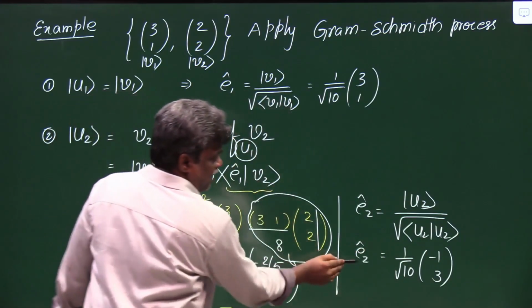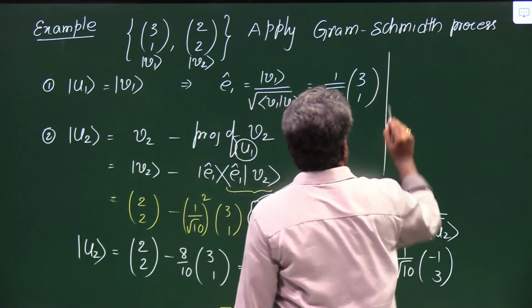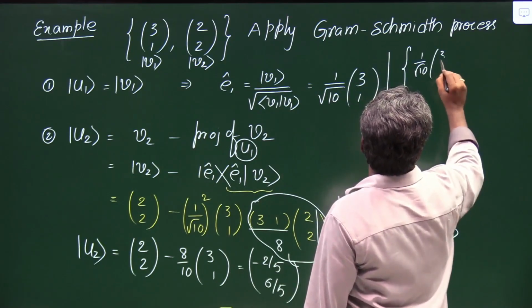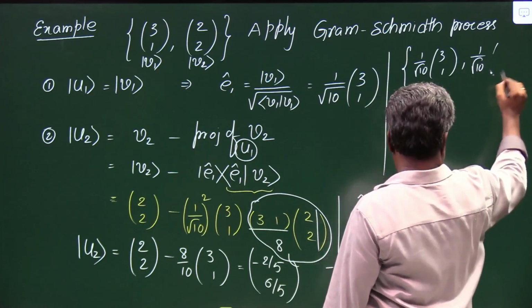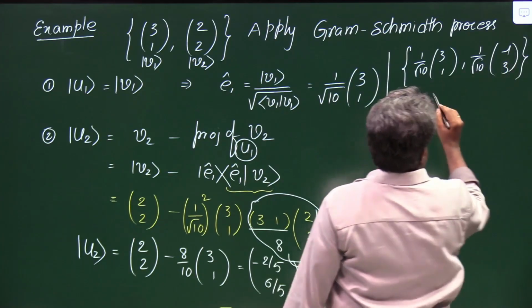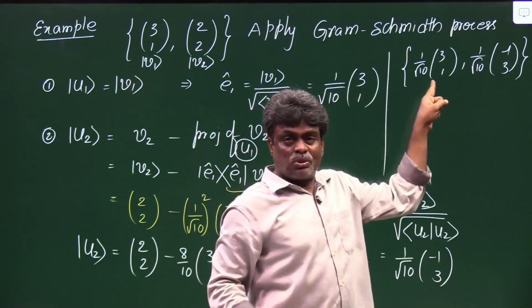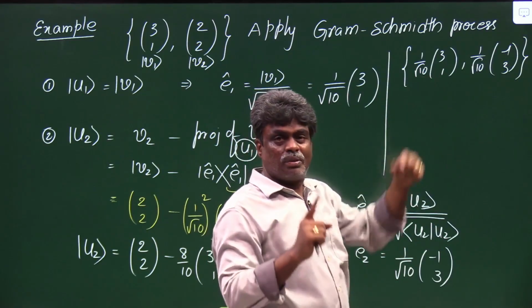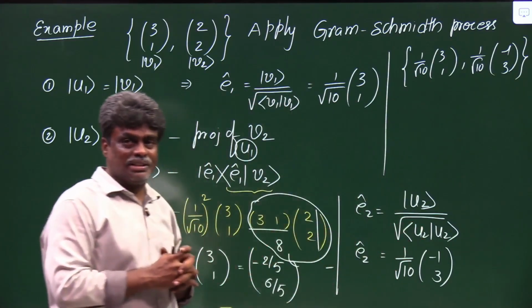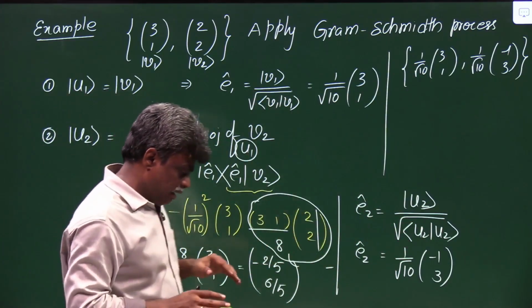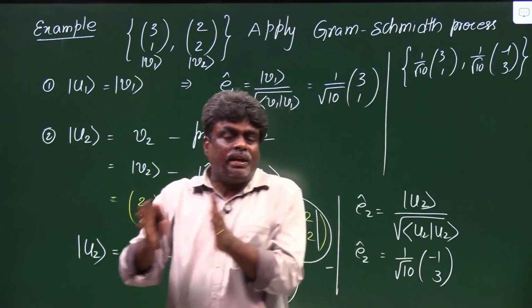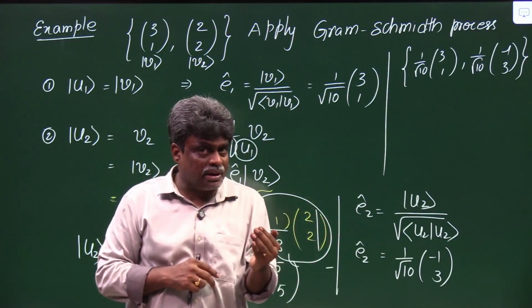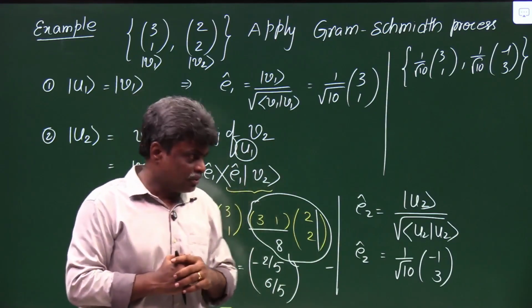Now you got E1 and E2 cap. So please check what is our result. So we got this complete basis like this: 1 over root 10, 3, 1, and 1 over root 10, minus 1, 3. If you find the inner product of these two, you are getting 0. That is orthogonal. And if you take the self inner product, you will get 1. So which satisfies the orthonormal condition. So this method is basically, if a set of linearly independent vectors is given, we can convert them into a complete basis which satisfies the orthonormal condition, right?